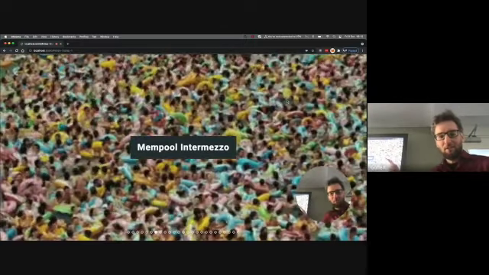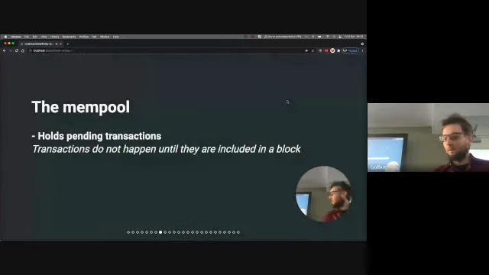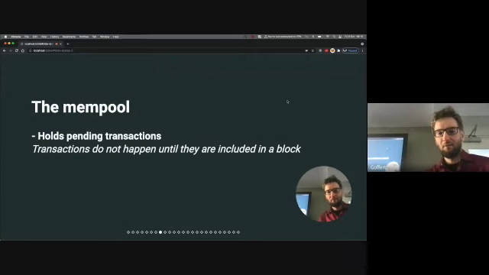In order to understand the next bit, we have to talk a little bit about something called the mempool. The mempool is a common term in blockchain. It's a name for all the transactions that are pending. When you want to make a transaction on Ethereum, or on Bitcoin, you broadcast this transaction to the mempool, but the transaction doesn't happen immediately. It needs to be included into a block before it has actually been processed by the blockchain. Until then, it just waits in this waiting list.